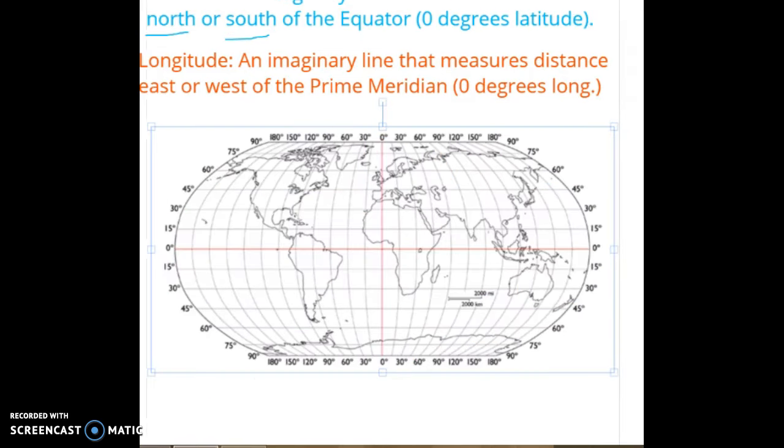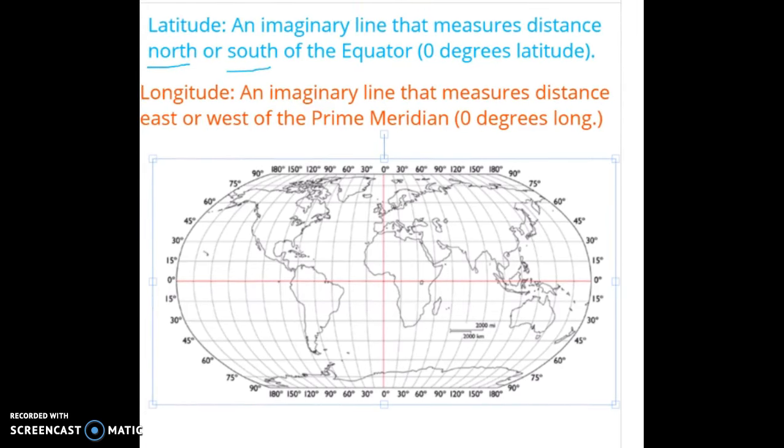So I cleared our map so we could clearly see our longitude lines. As a reminder, longitude lines run up and down for the most part, and a longitude line is supposed to measure east or west from 0 degrees longitude, from the prime meridian.